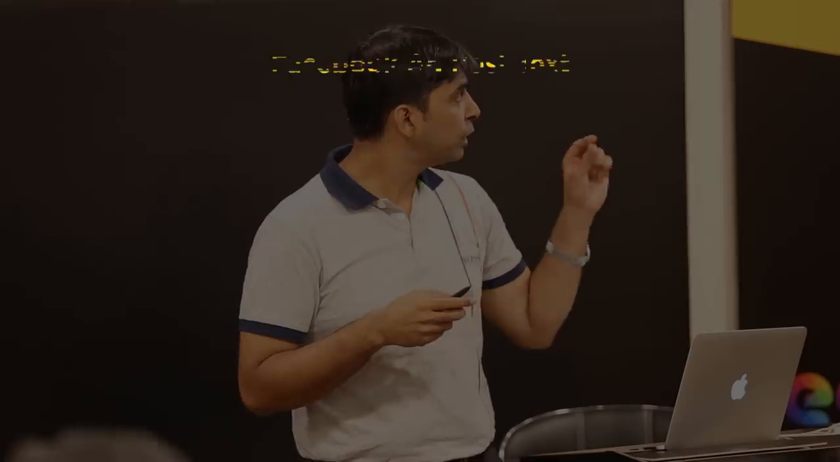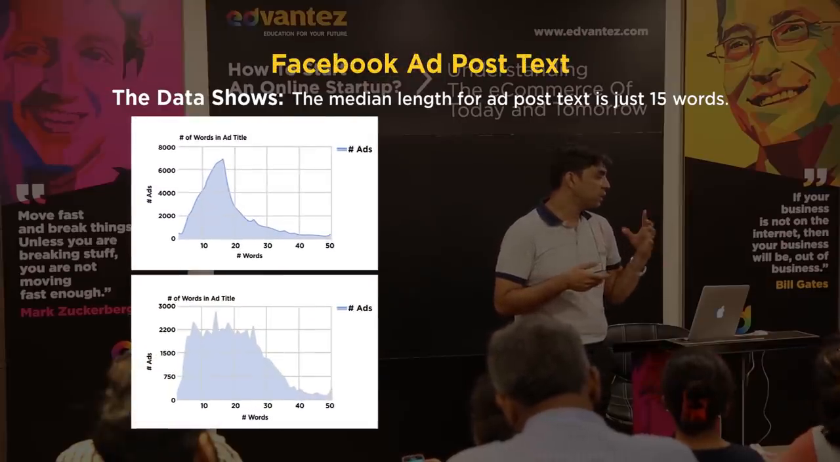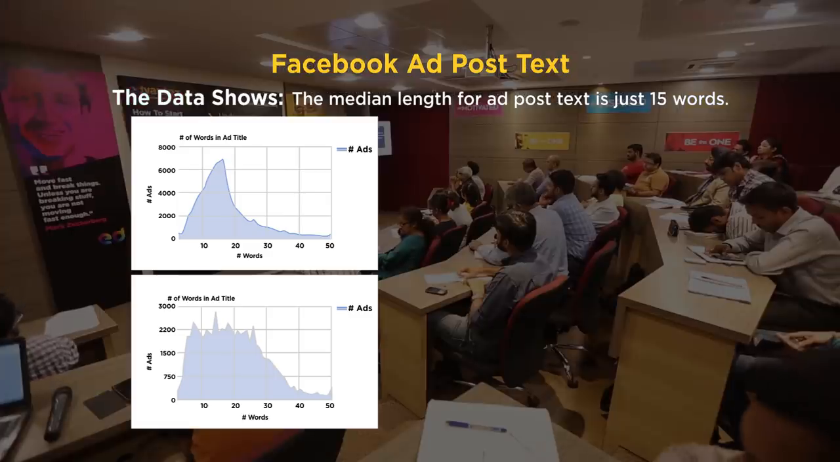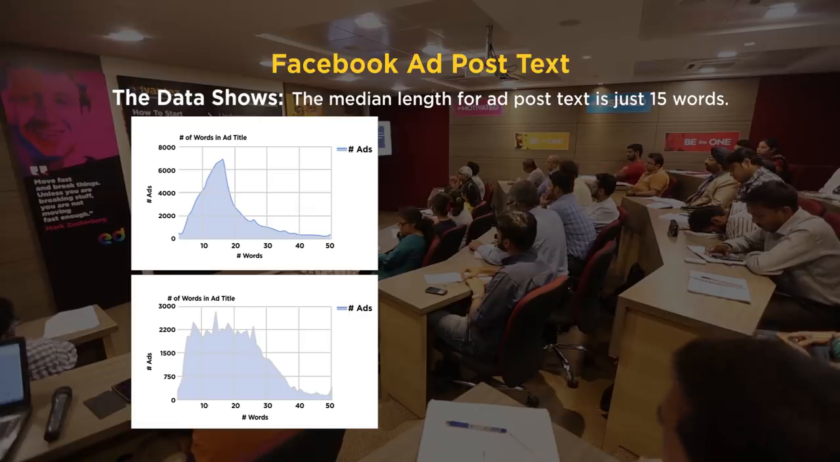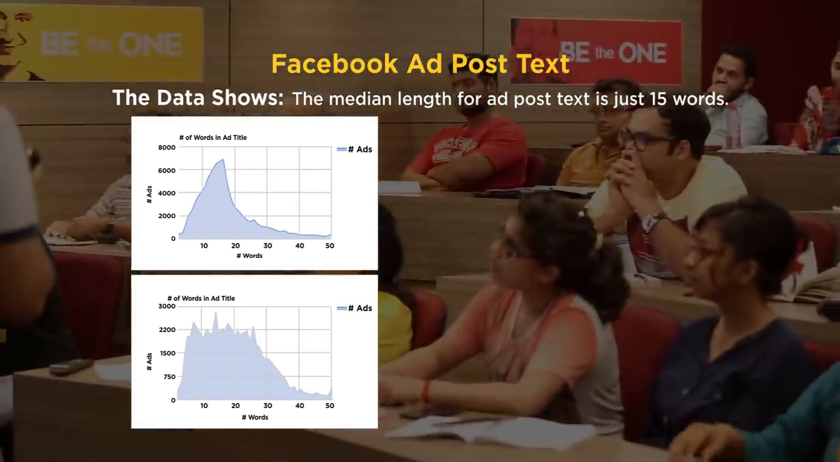Now, remember we talked about the header, and now here it's talking about the post text. So it's saying the text median length is approximately 15 words, not more than that. Okay, these are, again, guidelines. They've actually put graphs to show you how this works, okay? So they're saying it has to be about 15.